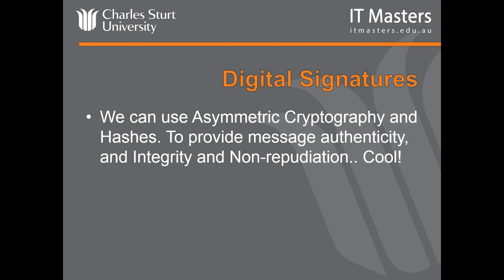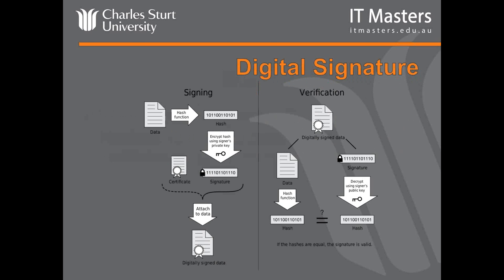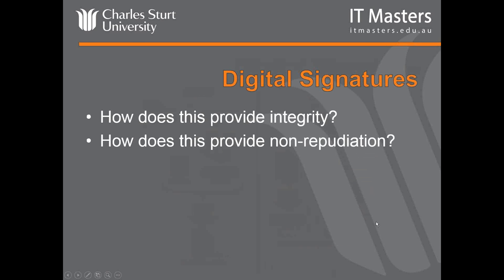Digital signatures, we use asymmetric crypto and hashes to provide message authenticity. So this is where we sign something: we take data, we hash it, and we encrypt the hash using the signer's private key. That makes our certificate that we can attach to the data and say that's digitally signed. Verification, we split those off, data, signature, and everything like that, and we can compare the hashes and know that nothing's changed. It provides integrity and non-repudiation, so that we're going to discuss on the forum.